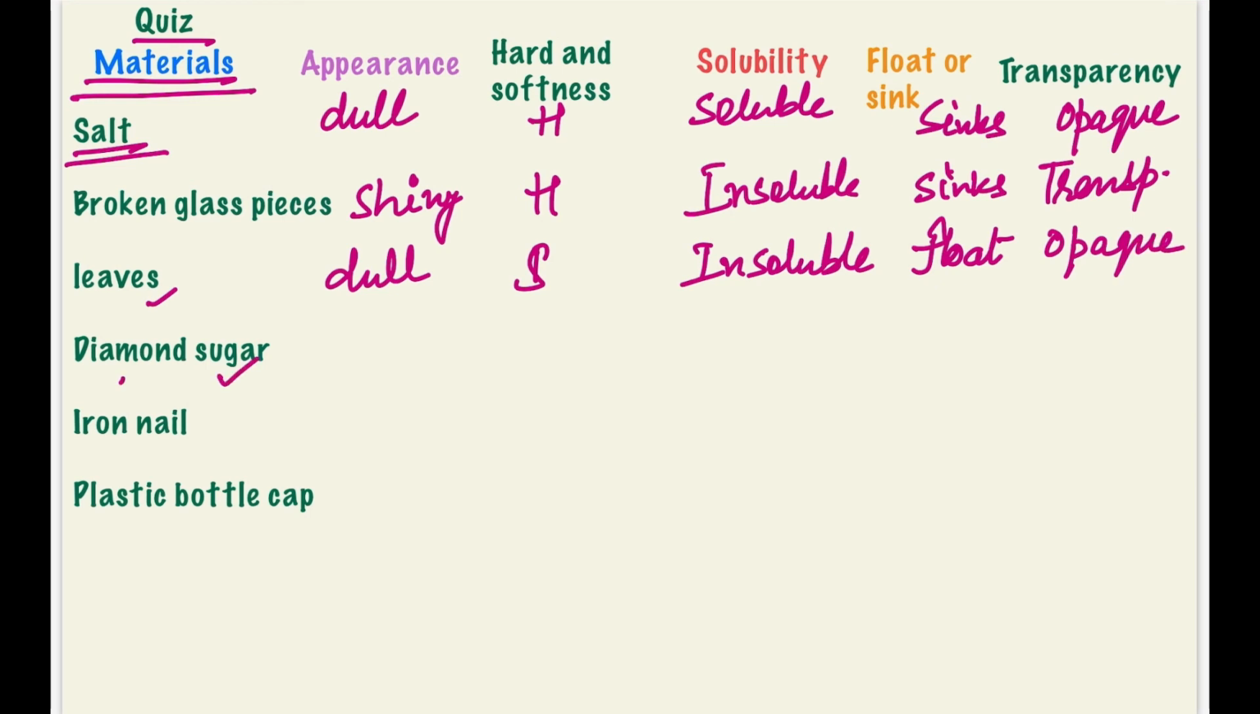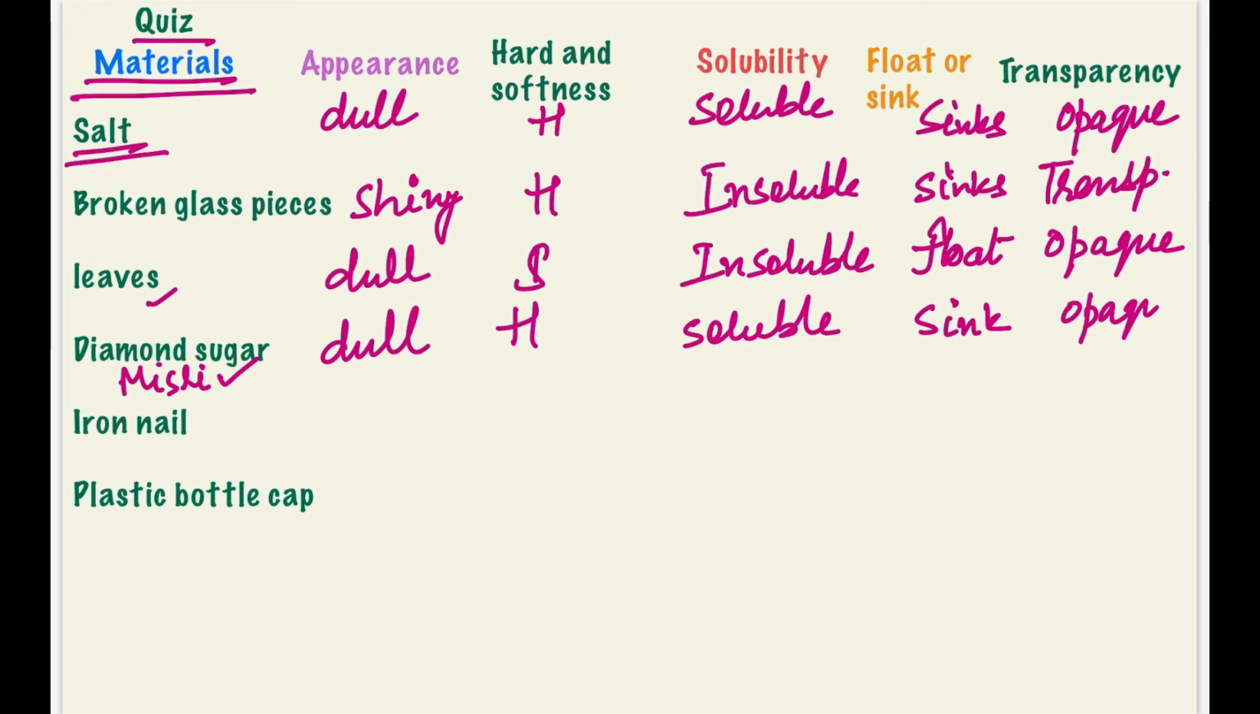Diamond sugar, we call it misri also. So diamond sugar is again sugar, so by appearance it is dull. Hardness and softness, it is hard. Solubility, yes, we can dissolve it, so it is soluble. Float or sink, again it sinks in water. Transparency, again it is opaque.